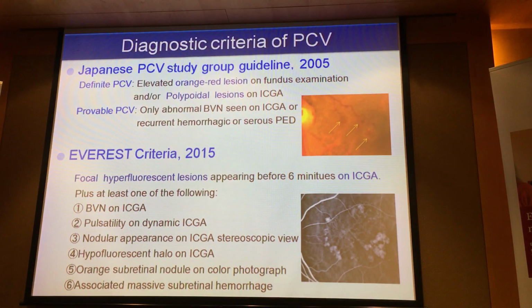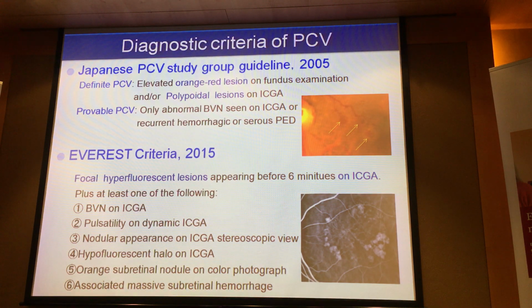There are 2 diagnostic criteria of PCV. One is the Japanese PCV study group guideline. Definite PCV is an elevated orange-red region on fundus examination and/or a polypoidal region on ICGA. And probable PCV is only an abnormal BVN seen on ICGA, or recurrent hemorrhagic or serous PED.